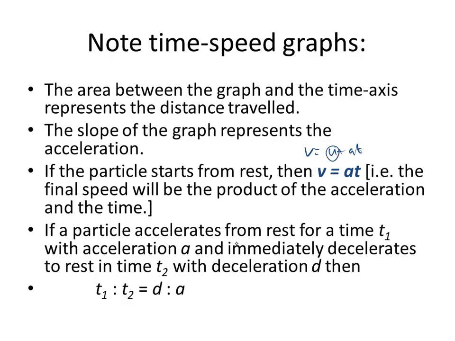And if a particle accelerates from rest for a time t1 with acceleration a, and immediately decelerates to rest in time t2, the deceleration to the acceleration would then be in the same ratio as the first time to the second time. That's if it accelerates from rest and then decelerates to rest. That's the important thing about that one there. Okay, so that's it.